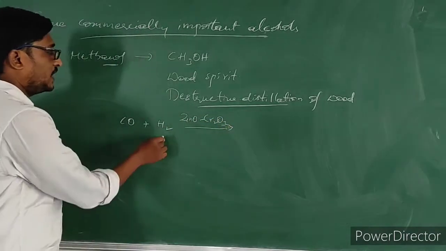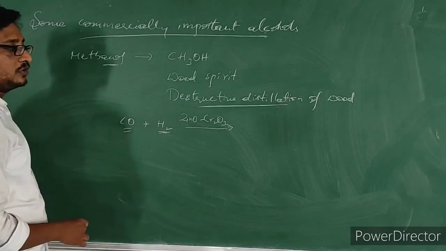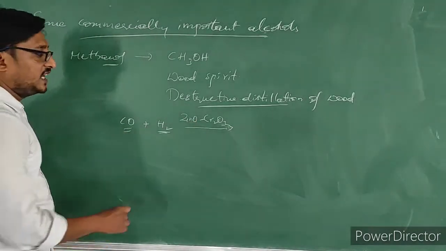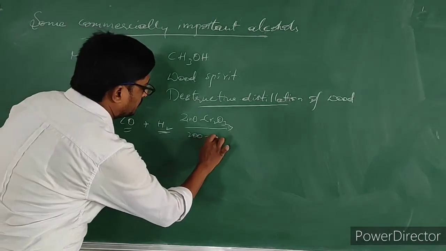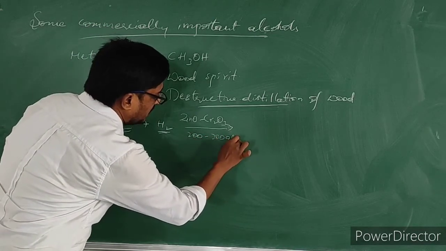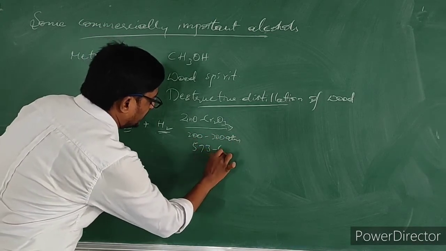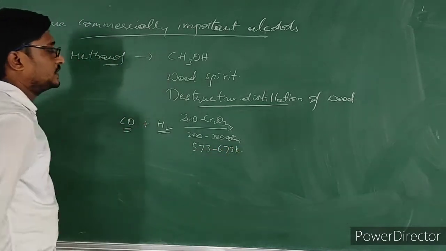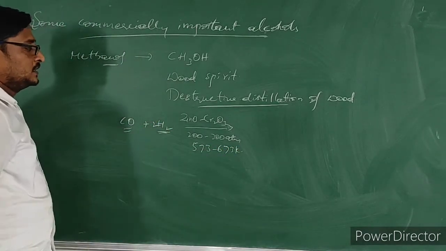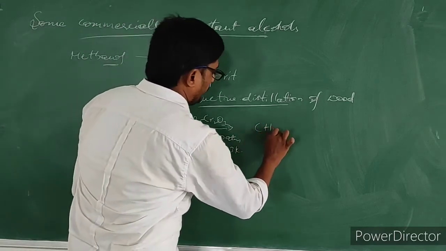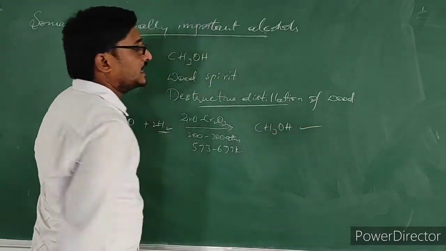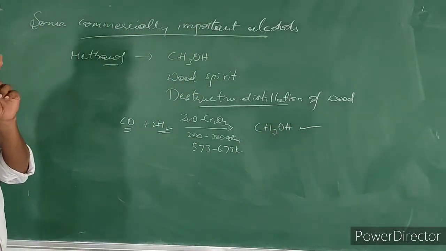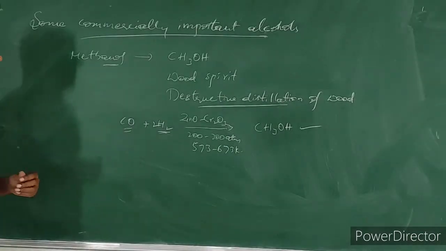So we are hydrogenating this carbon monoxide in presence of this catalyst at a pressure of 200 to 300 atmospheres and at a temperature of 573 to 673 Kelvin. So it will produce methanol as the product. This is the commercial preparation of methanol.